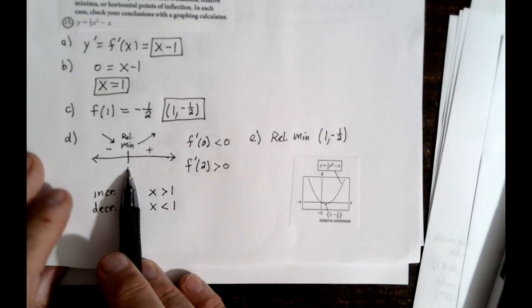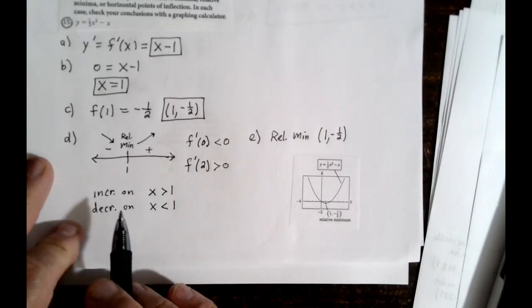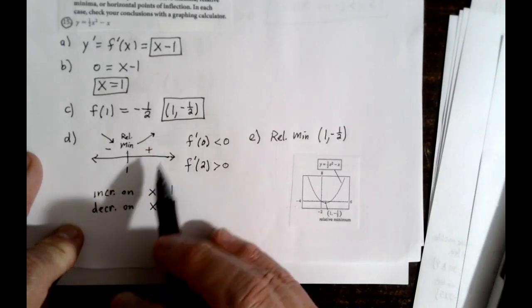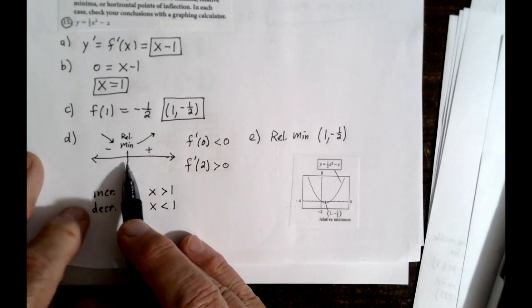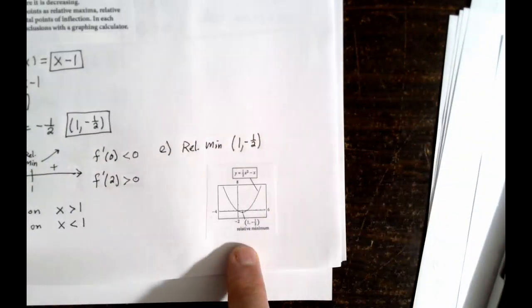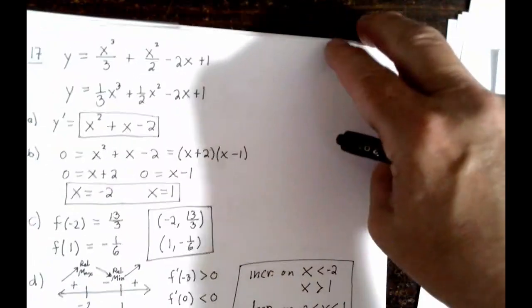so you know you have a relative min, there is no relative max. And you know it's increasing greater than 1, you know it's decreasing less than 1. And when you graph it, there you go. That exactly matches with what we found, what our data told us.